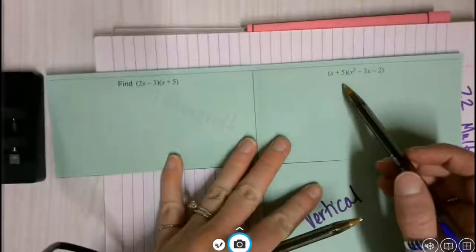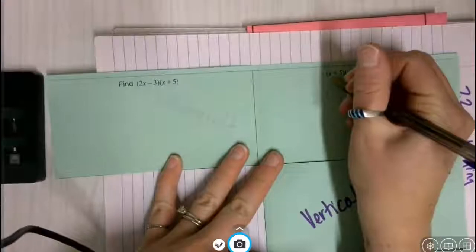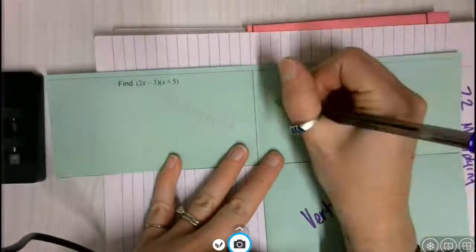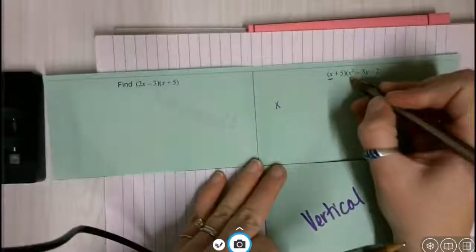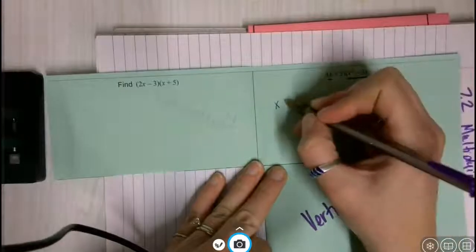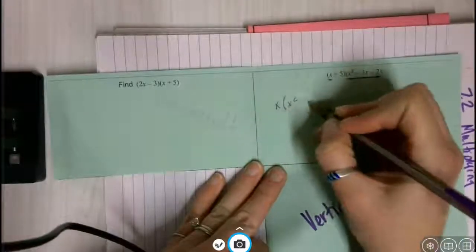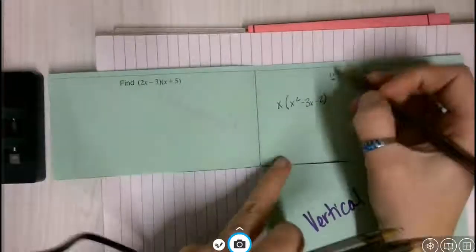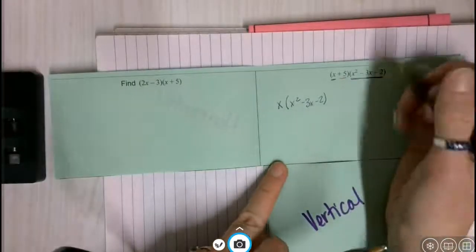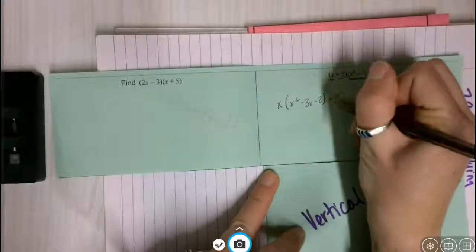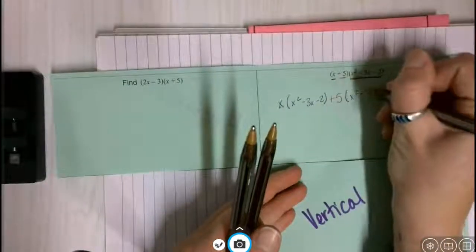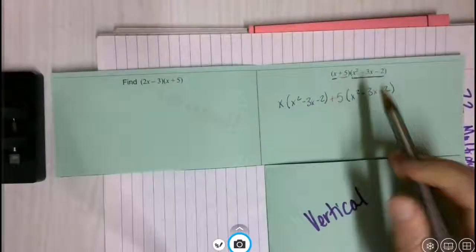So when I'm using this method, I take the first term in my first polynomial, and I write that out. And then I multiply that times everything in my second polynomial. So I've got x squared minus 3x minus 2. Then I take my second term in my first polynomial, plus 5, and I multiply it by everything, x squared minus 3x minus 2, in my second polynomial.